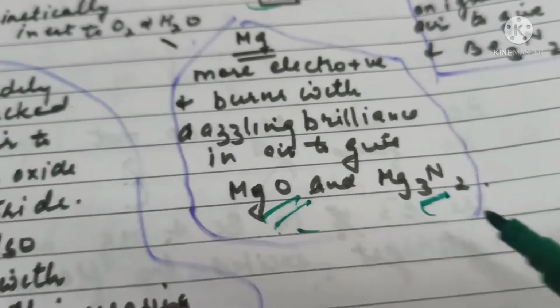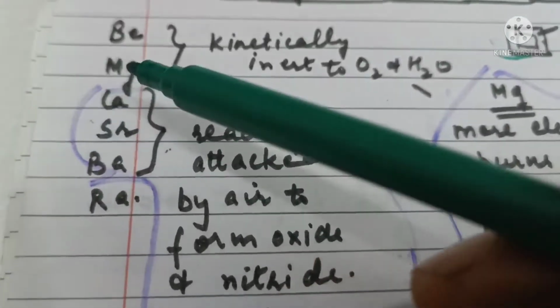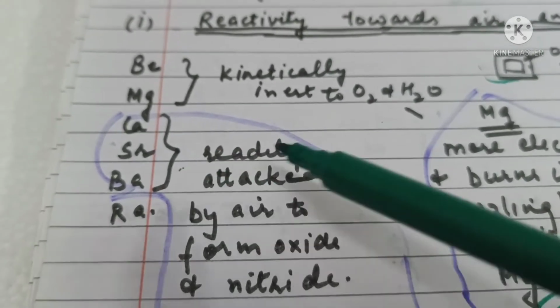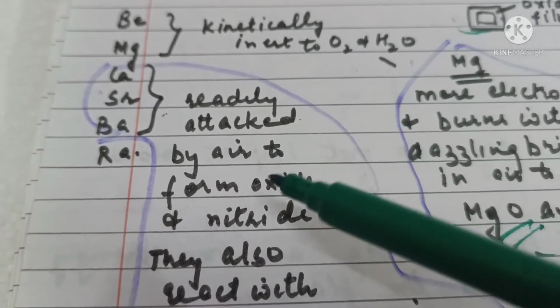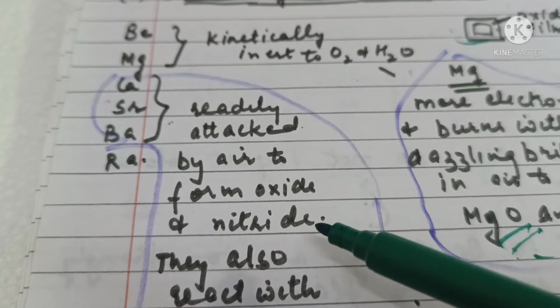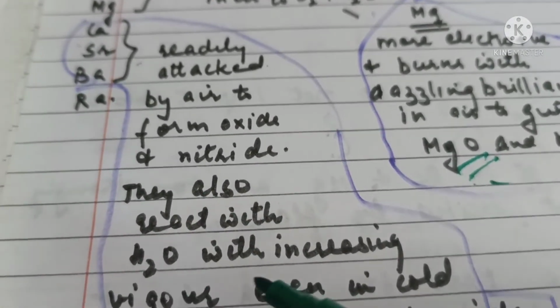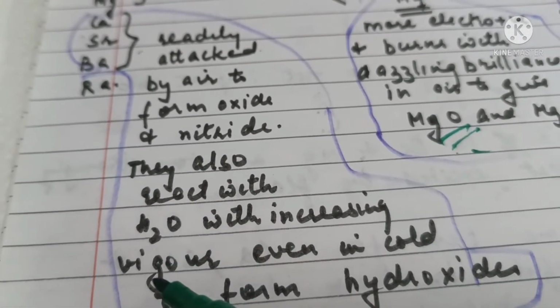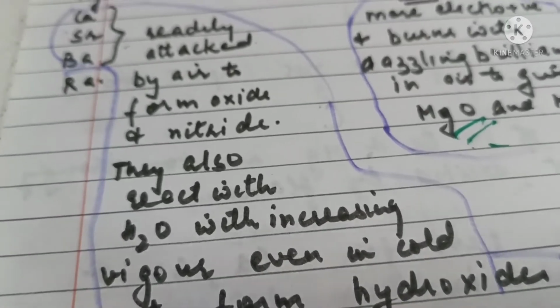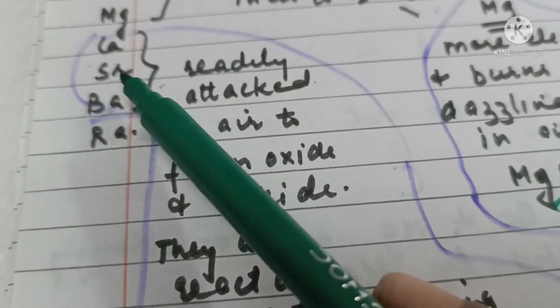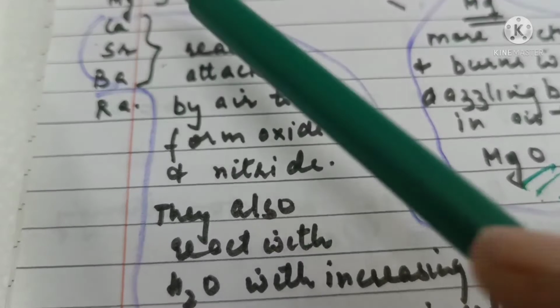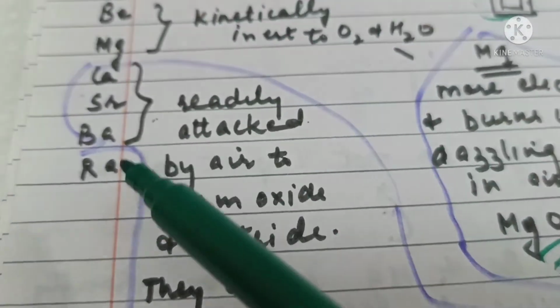oxide and magnesium nitride. Then the next members, calcium, strontium, barium, will be readily attacked by air to form oxides and nitrides, and they can also react with water with increasing vigor even in cold and form hydroxide. So calcium plus water will form calcium hydroxide. Reactivity increases down the group.